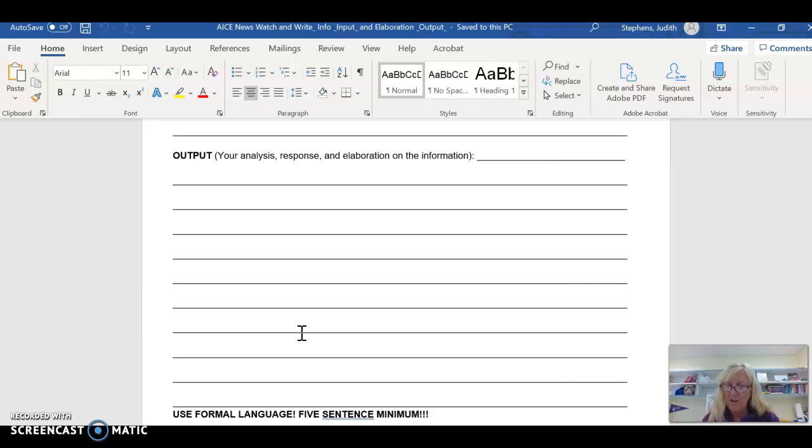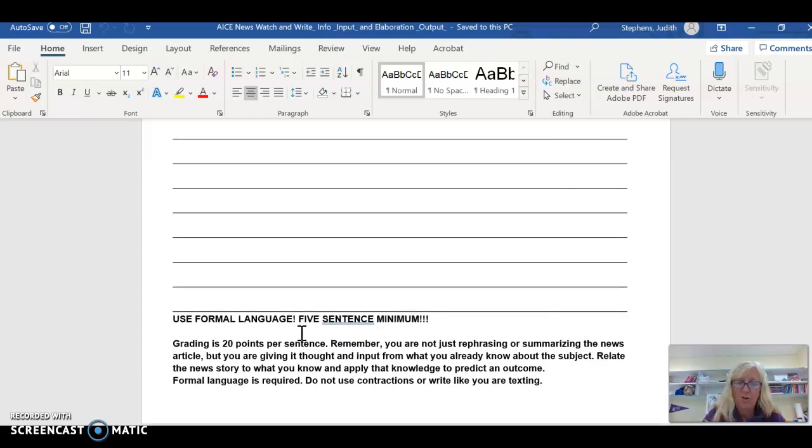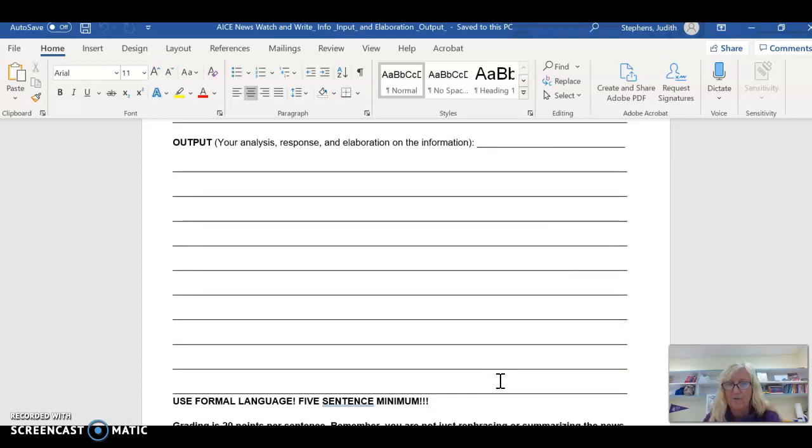Synthesize, put it together, and write your response. So again, grading is 20 points. You're not just rephrasing the news that you read. You're putting it together. You're relating it to what you know to predict an outcome. Formal language. This is academic language. You don't say I, me, you. You don't use contractions. You don't say I can't. You say I cannot. You don't write like you're texting. I don't want to see any of that.